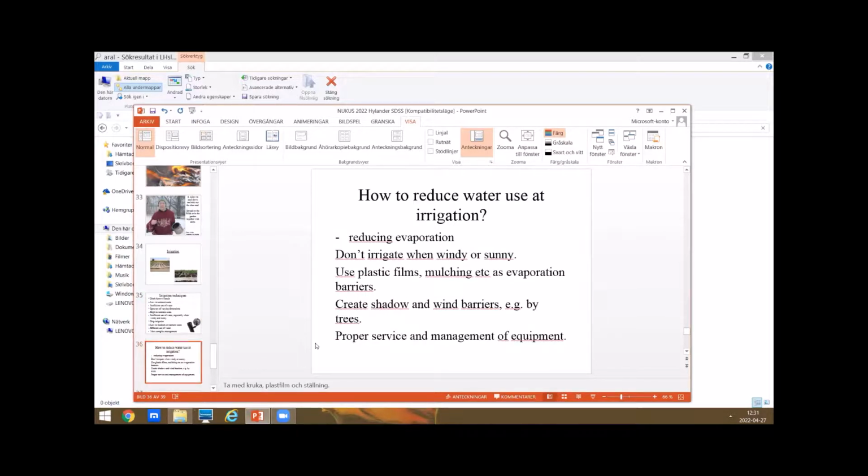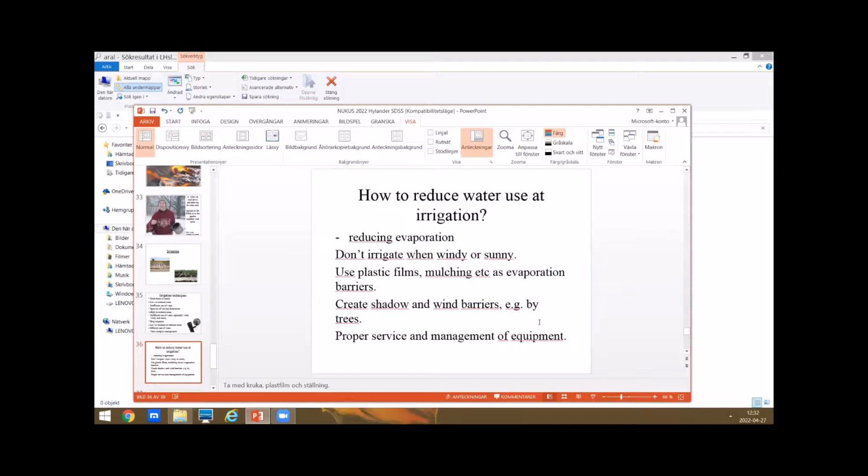So how can we then reduce the water use in irrigation? The main aim is to reduce the evaporation. So you shouldn't irrigate when it's windy or sunny. If it's sunny every day, then try to irrigate in the night, because then there is much less evaporation. And we could use plastic films, mulching, and so on, as evaporation barriers. We could create shade and wind barriers, for example by planting trees along the fields at 10, 20, 30 meter distances.